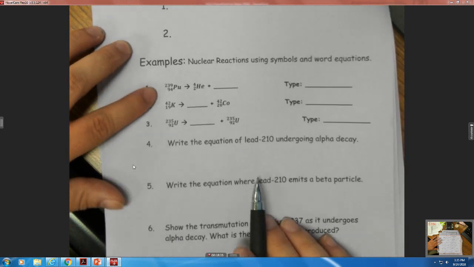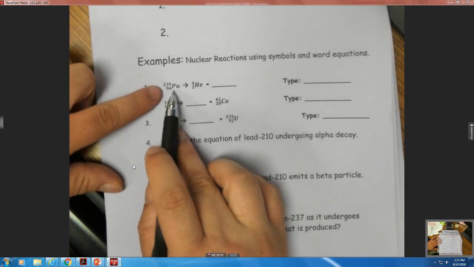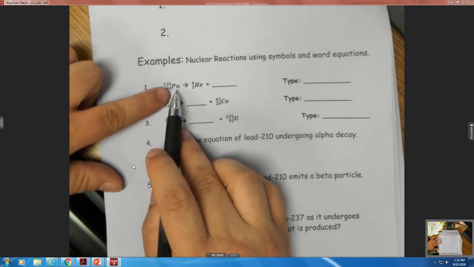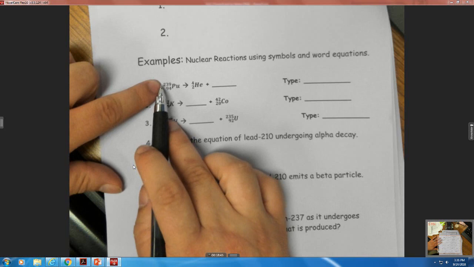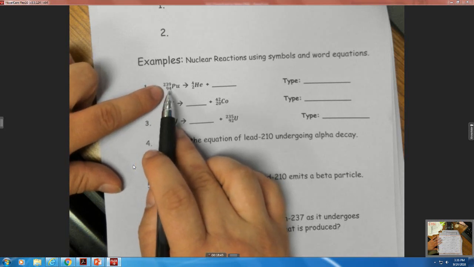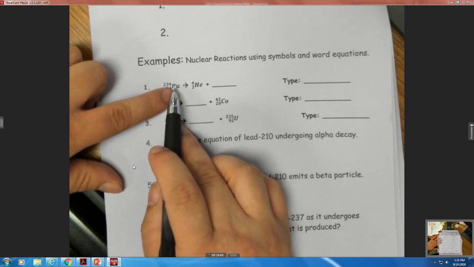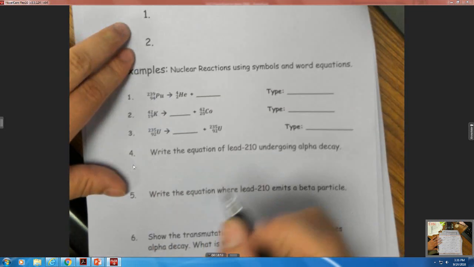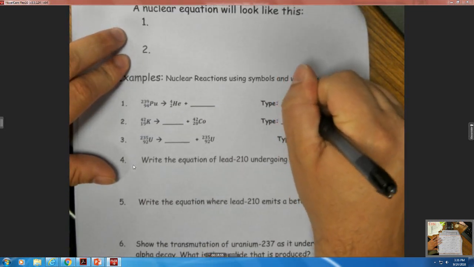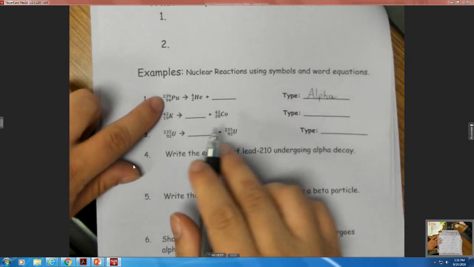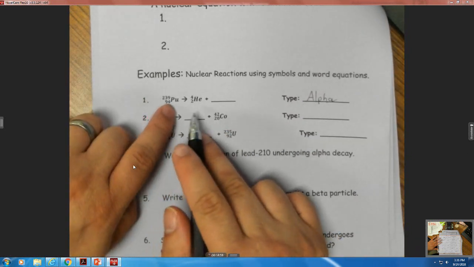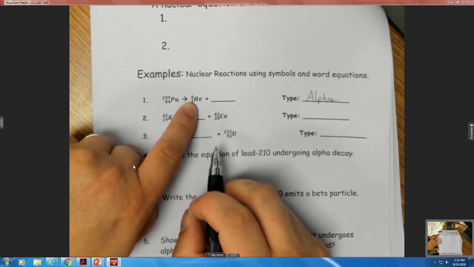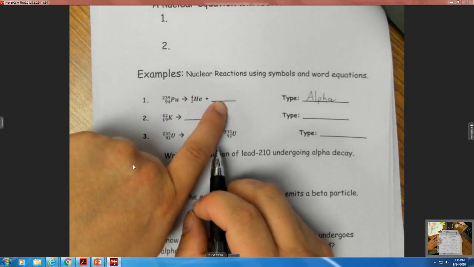All right, so I'm starting out with this element here, which is Pu. That's plutonium, and it has a mass number of 239 and an atomic number of 94. What's it going to do? Well, this is an alpha particle. You have to memorize these particles. This is an alpha reaction. All right, and I have to be able to predict, well, this is my particle that's emitted. What is the new element that I'm going to get?